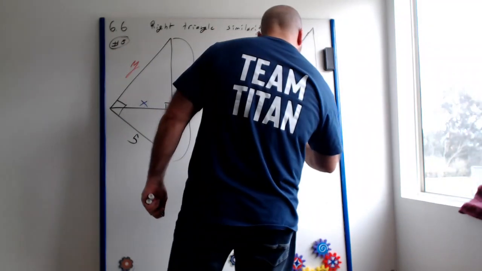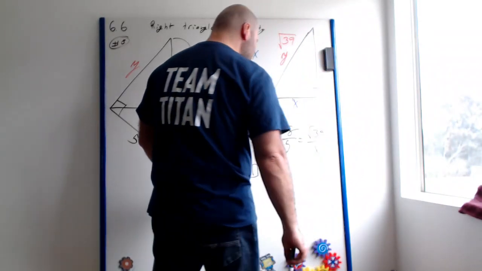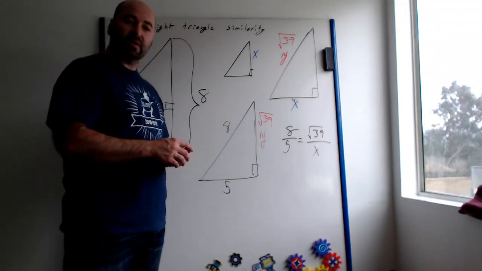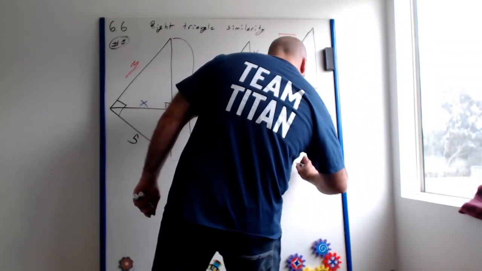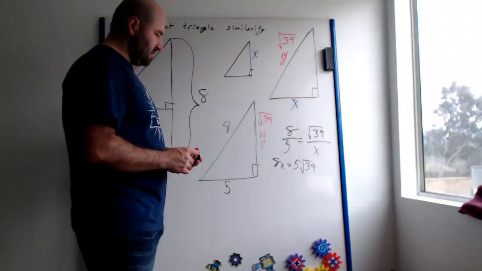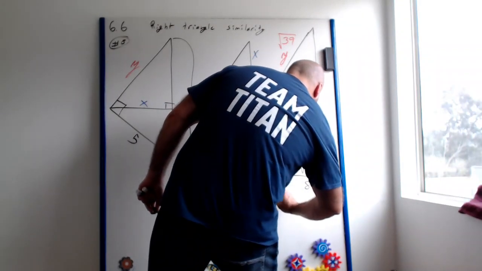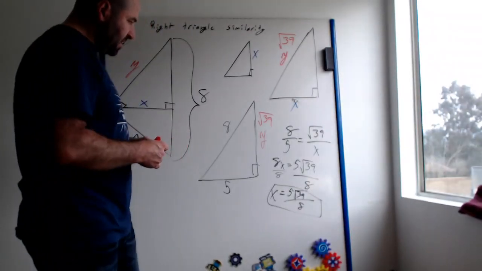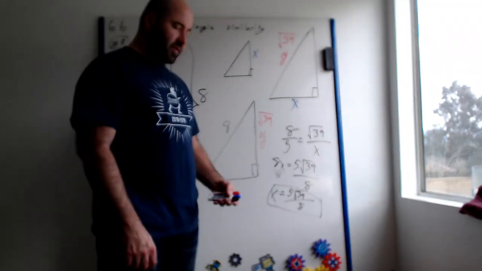So we go 8 over 5 is equal to hypotenuse square root of 39 over x. And from here we're going to cross multiply and solve that way. So we get 8x is equal to 5 root 39. And then we divide by 8. X is equal to 5 root 39 over 8. So, not an extremely pretty number, but it is a number. Okay, and you can get a more precise value of it if you want by using your calculator.